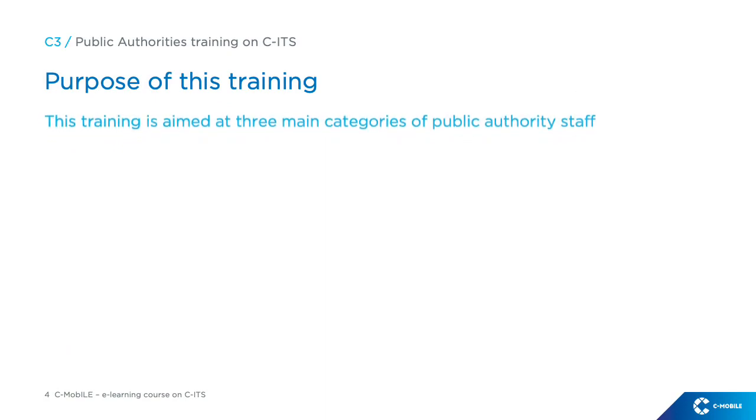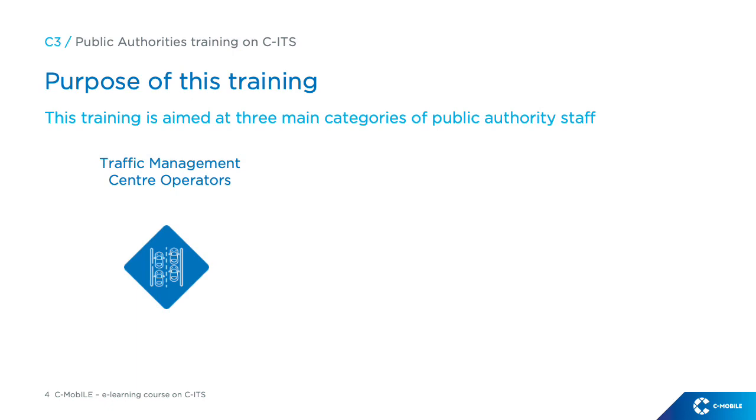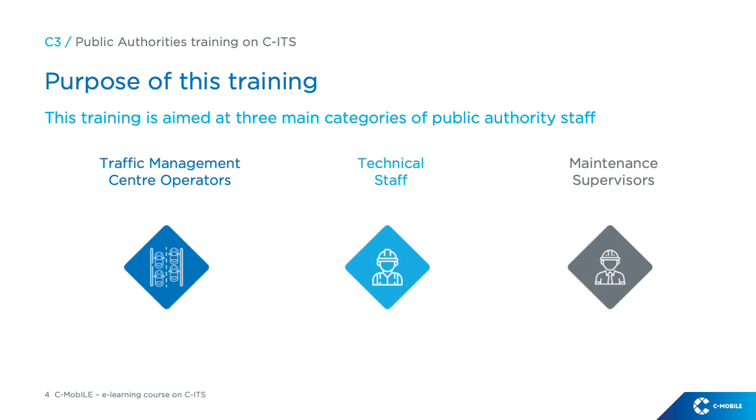This training is aimed at three main categories of public authority staff: operators of traffic management centres, technical staff, and maintenance supervisors. The purpose of this training is to provide these three target groups with a general knowledge about cooperative intelligent transport systems and services, with some more in-depth details as compared to what has been shown in Part 1 of this training. An understanding of the various components of cooperative systems, their functionalities, interactions, and integration, and some basic skills needed for the deployment and operations of C-ITS services.